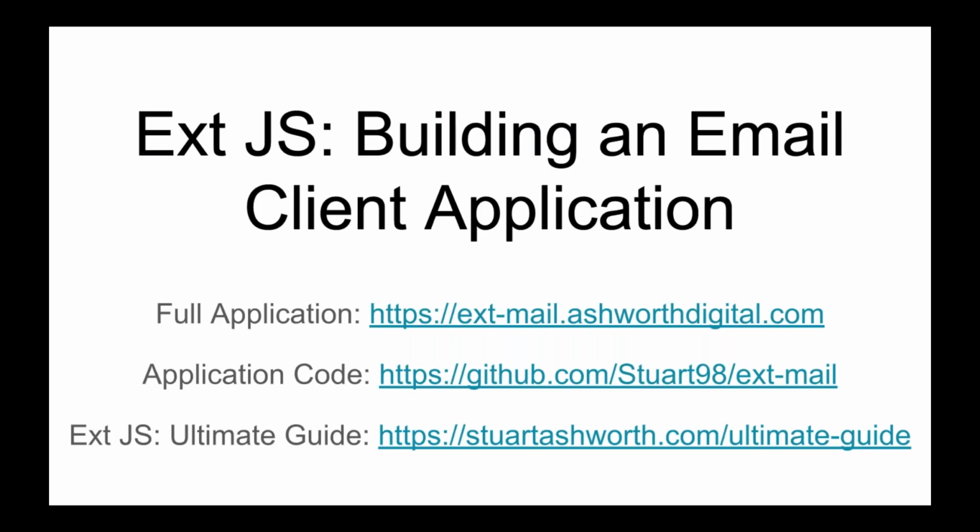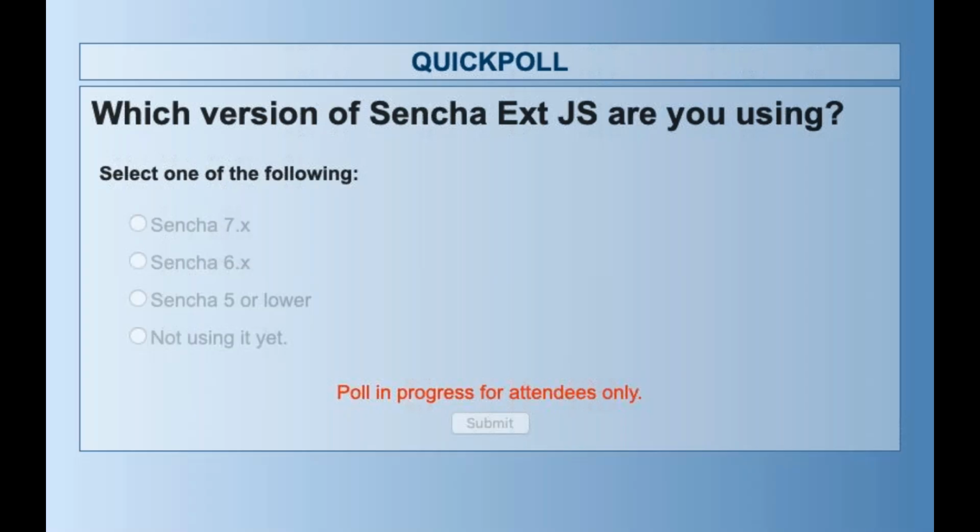And next one here is just which version of Sencha are you using? So obviously there's going to be a few of you not quite using it yet, but let's see which versions we've got actively being used. So quite a few of you on 6, just over half of you on 7, just under 10% on version 5, and just under 20% not using it yet, which is great that you're here to find out a bit more.